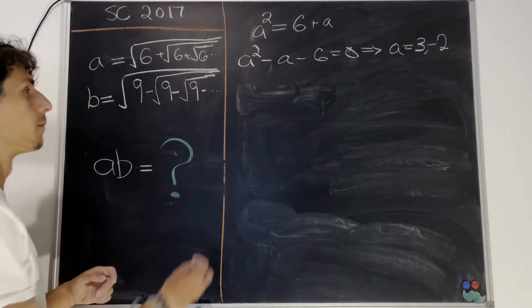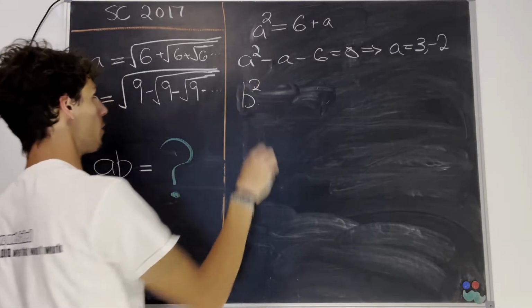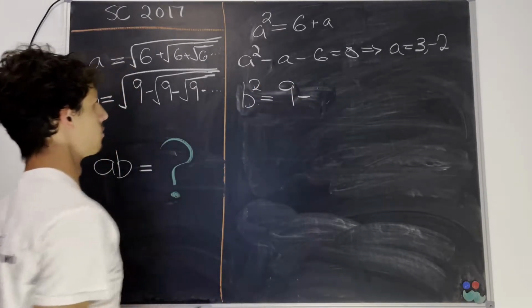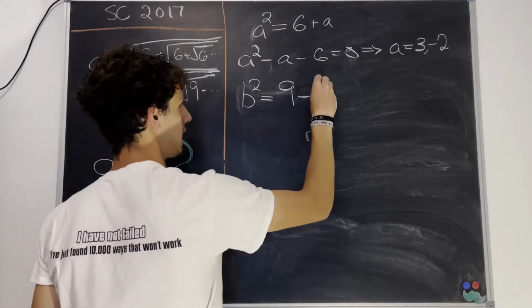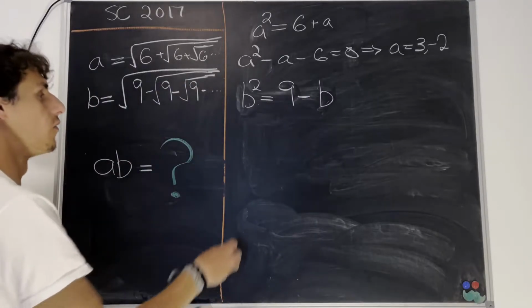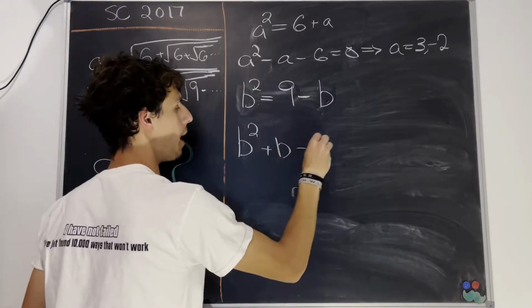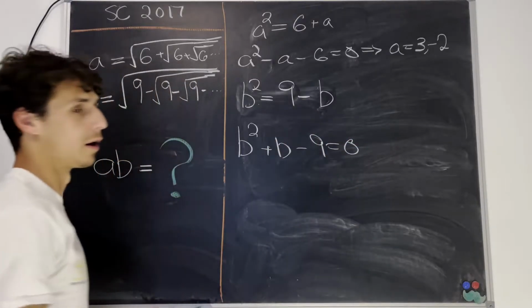So now let's work with b, and we'll use the same principle. When we square b, we notice that we get a 9 on the outside, and then we get a subtraction of infinite nesting of the square root of 9. But now we can solve this quadratic equation for b. So we have b squared plus b minus 9 is equal to 0.